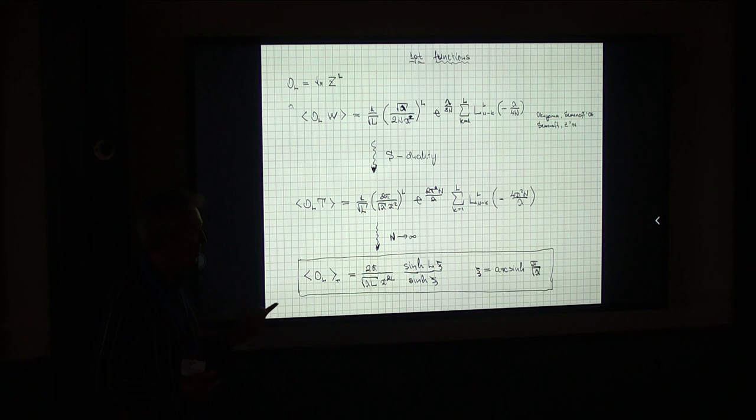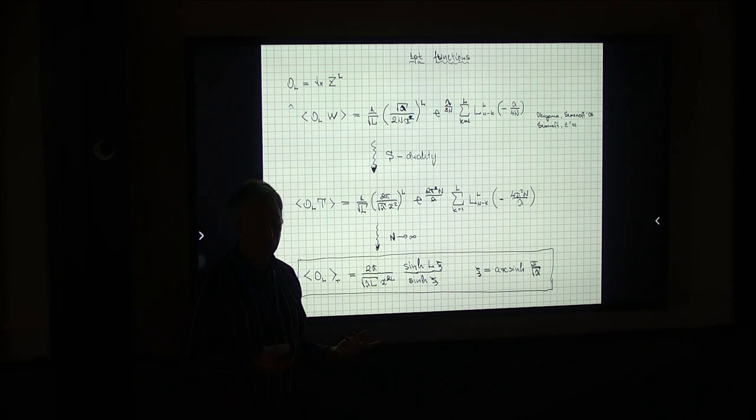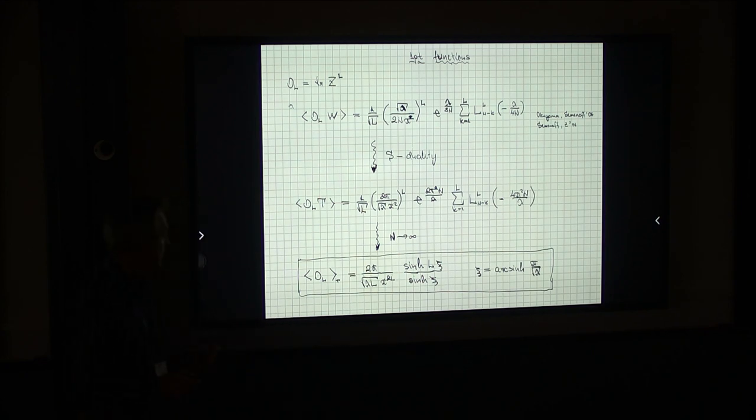People somehow assume that local operators map to themselves without any transformation or anything like that, whereas non-local objects map to different non-local objects. In particular, the Wilson loop maps to the 't Hooft loop. So that's part of the game that we were able to very explicitly check.